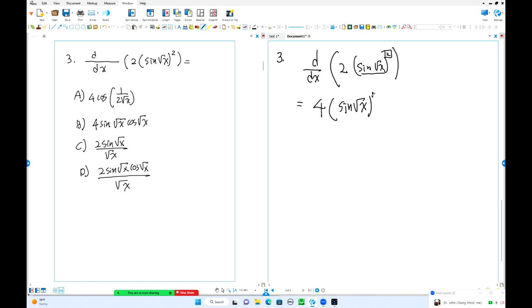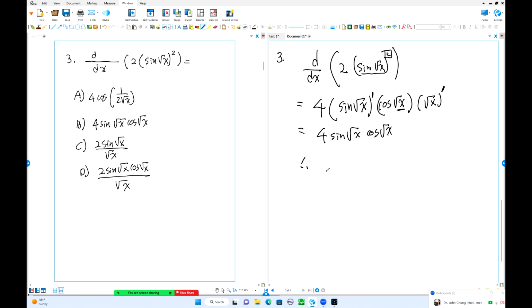After that, the next stage is what? Sine. What is the derivative of sine? Cosine, right? So you multiply cosine square root x. After that, finally square root x. You multiply by the derivative of square root x. Are you okay with this? So 4 times sine square root x, cosine square root x. What is the derivative of square root x?